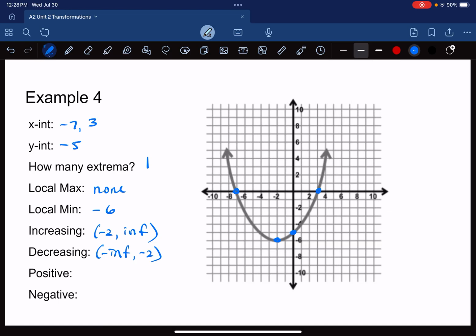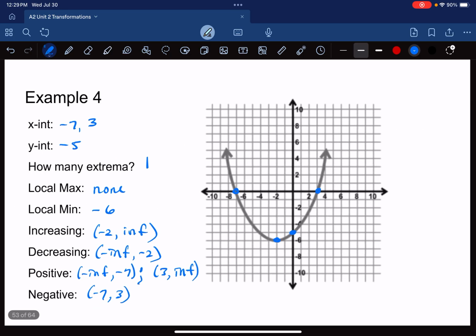It's positive from -infinity to -7, and then it turns positive again over there at 3 and goes to infinity. And then the negative is just this middle pair here, negative 7 to 3. Okay. All right, hopefully you're catching on to these.